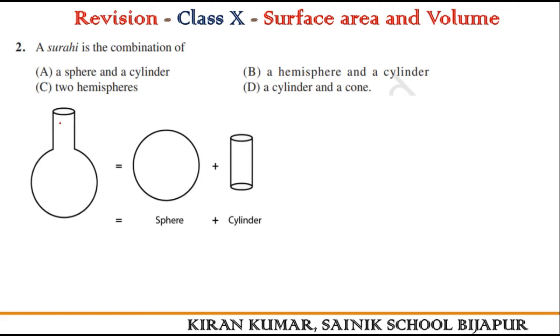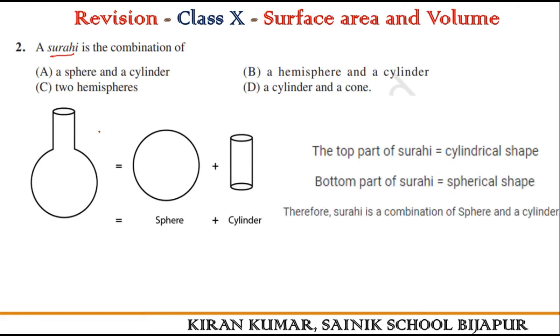This conical flask is called a surahi, and it's a combination of a sphere, and on the top there is a cylindrical part. The top of the surahi is a cylindrical part and the bottom of the surahi is a spherical sphere. Therefore, surahi is a combination of sphere and a cylinder, and the right option is a sphere and a cylinder, option A.